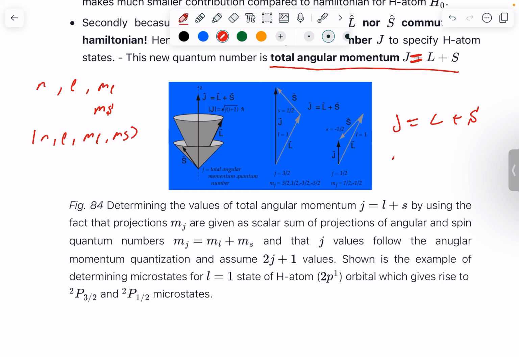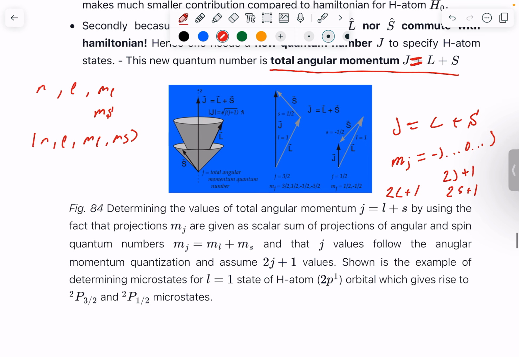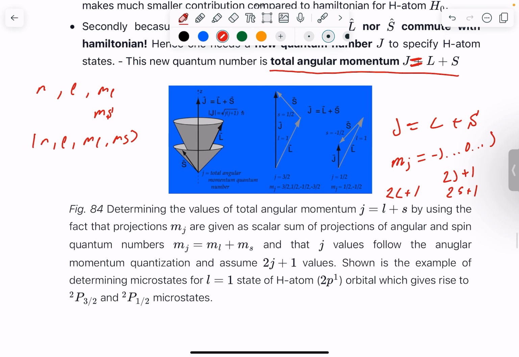And MJ, just like L and S, the projection is going to run from minus J to 0 to J, so it's going to be 2J plus 1 values for the projection, just like we had 2L plus 1 and 2S plus 1 values for the spin. Okay, so this is what this picture is showing you: you have the S component and the L component, and they sum together to give you the J.